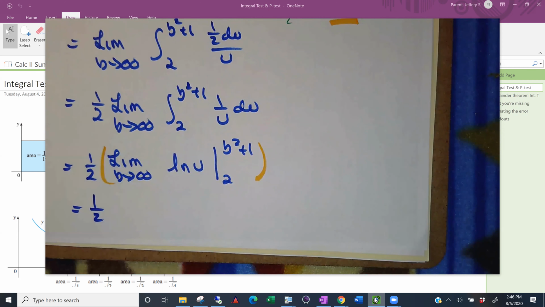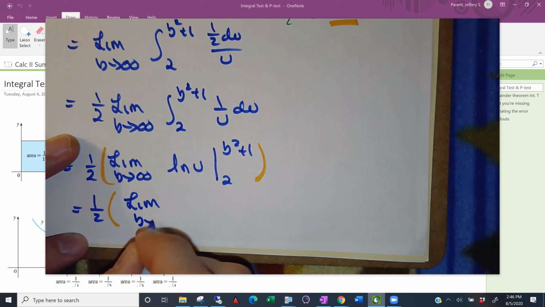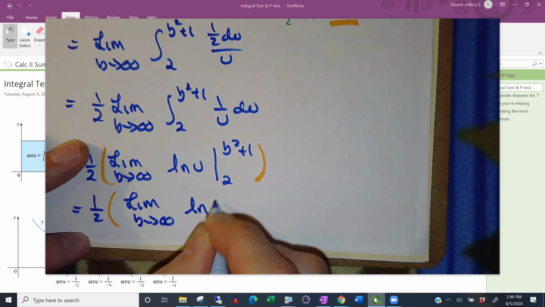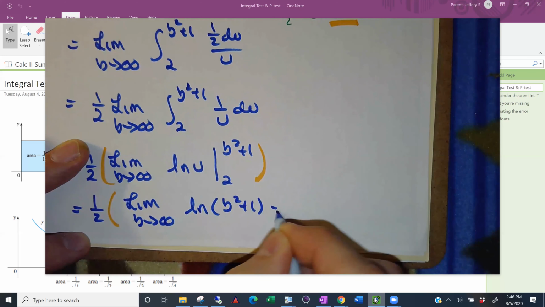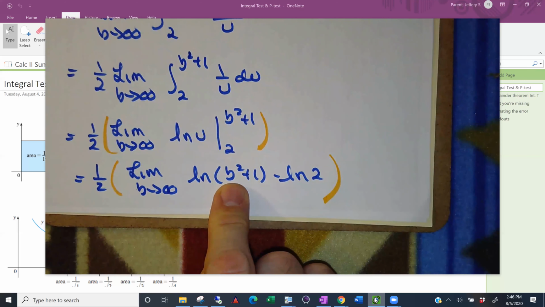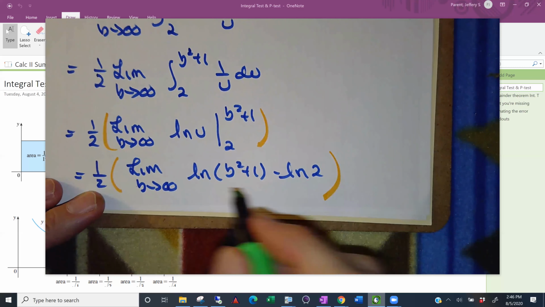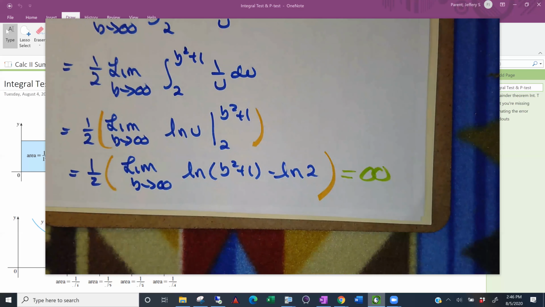1/2 times the limit as b approaches infinity of the ln of b squared plus 1 minus the ln of 2. As b squared gets really, really large, what's going to happen to this term? It goes to infinity. So the integral diverges, and that tells me that the summation must diverge as well.